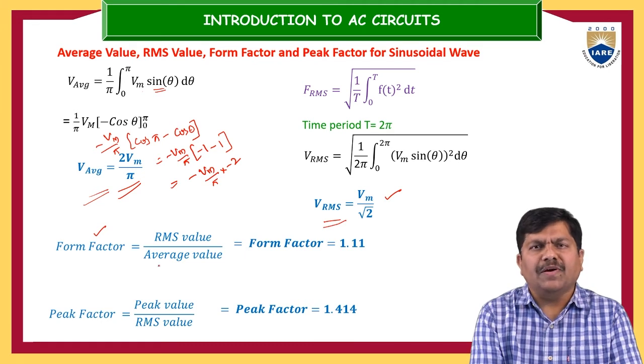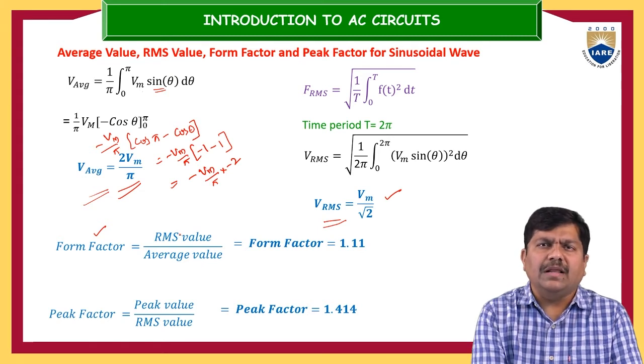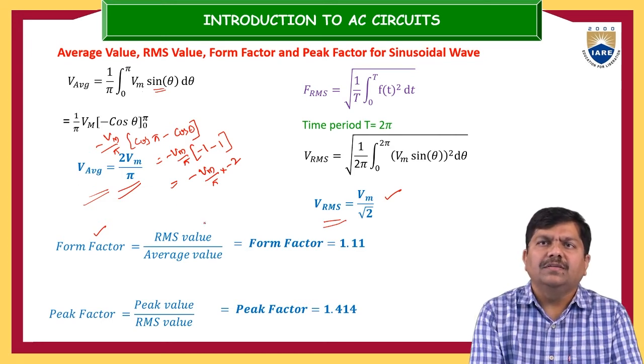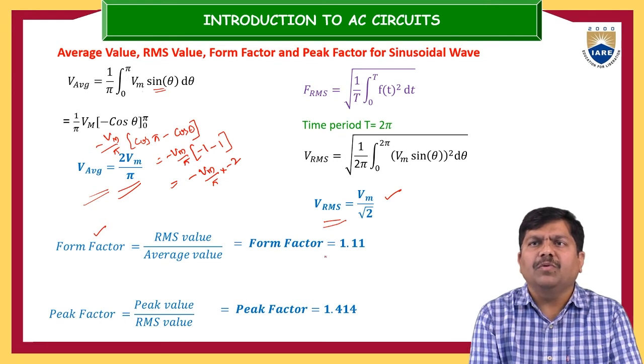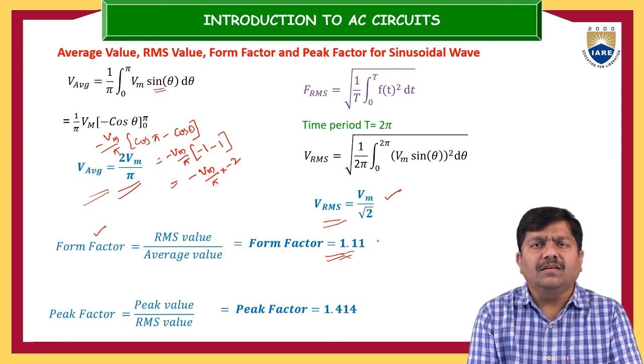After calculating the average and RMS values, let me calculate the form factor. What is the expression for form factor? Form factor is the ratio of RMS value to average value. The RMS value we have already calculated is V maximum by root 2, and the average value is 2 V maximum by pi. Substituting there, we straight away get the form factor as 1.11.